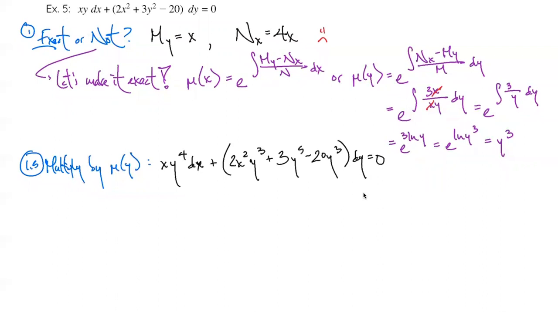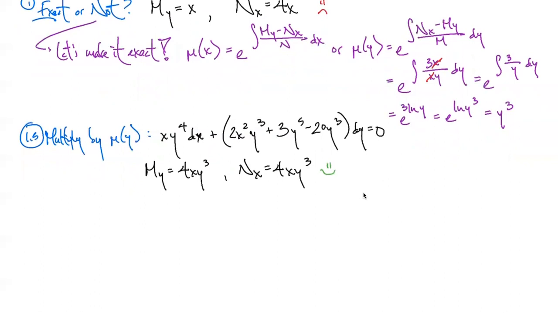All right, so we've multiplied through by our mu. Let's check it again. M sub y is going to be 4xy cubed, and N sub x is going to be 4xy cubed. Now, maybe much to your dismay, because we've done so much work to only now do more work, we have an exact equation, all right? We've made it exact, and now we can finish with our steps 2, 3, and 4.